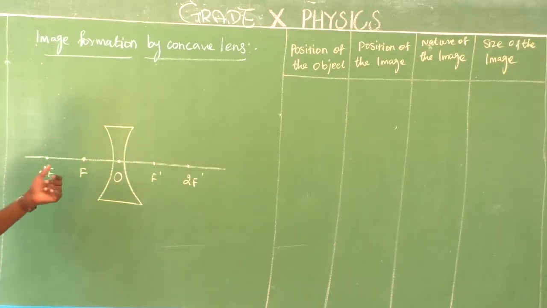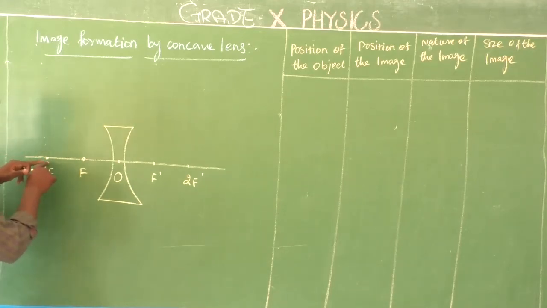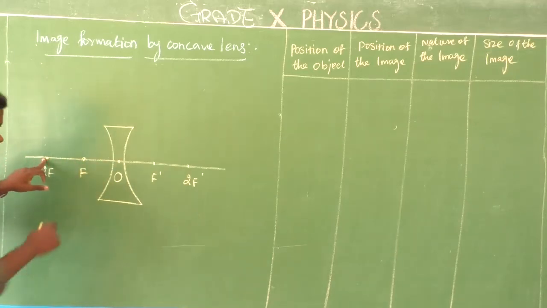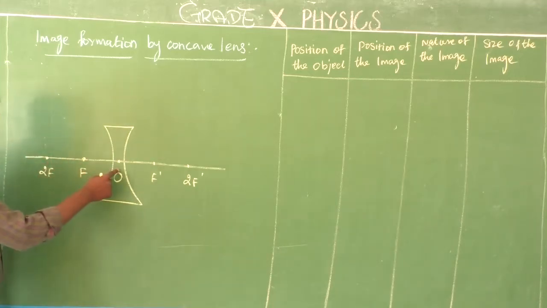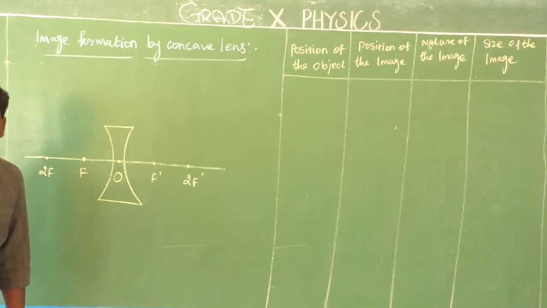Is it clear? Yes. Then twice its focal length, that is 2f'. Which means the distance between 2f and the optical center O, that is the radius of curvature. Already we know this very well. We will use this concept later. So the distance between 2f and the optical center O is the radius of curvature.